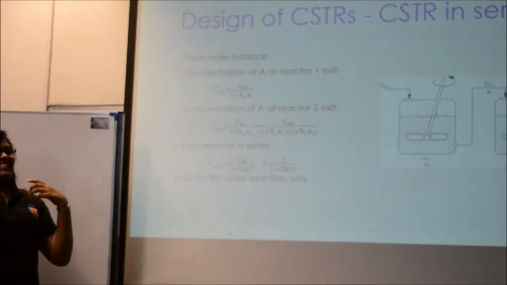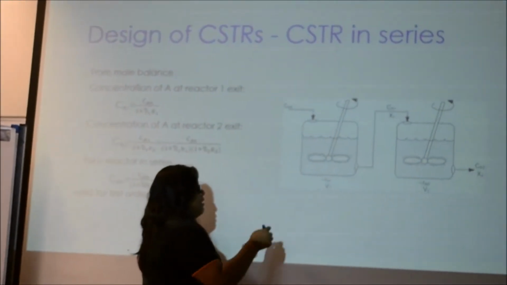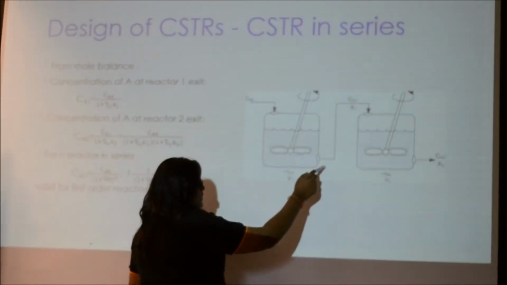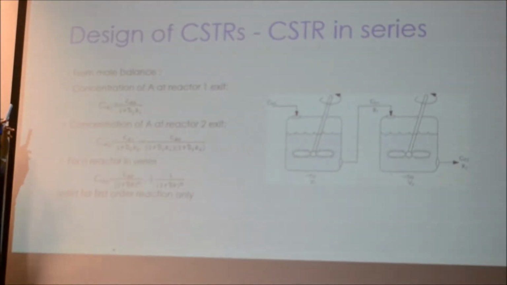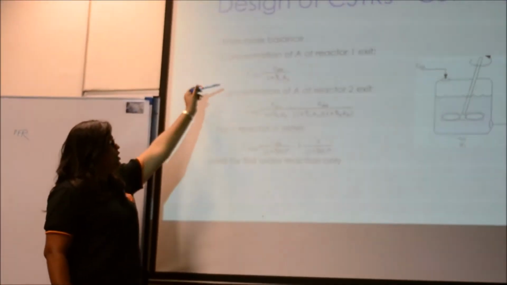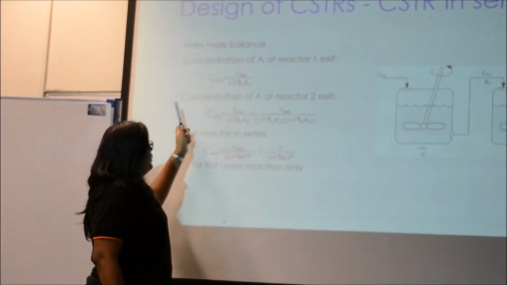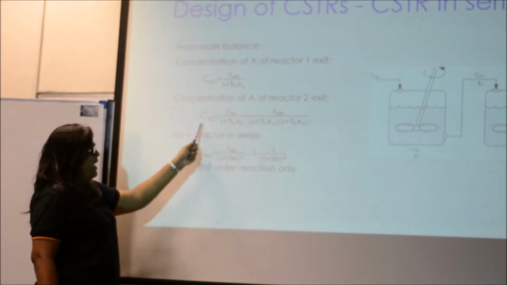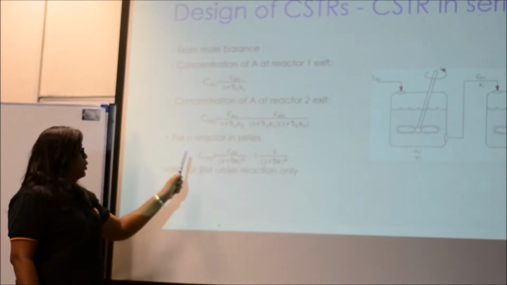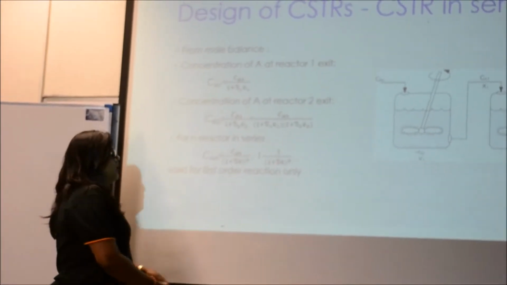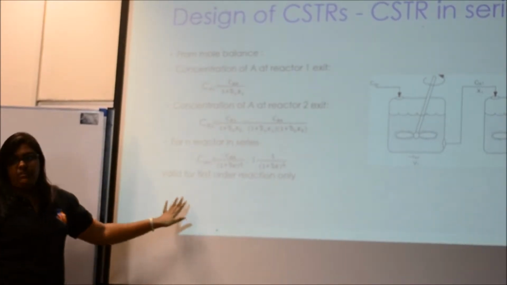Okay, good people. Let's move on to CSTR in series. Very simple. The exit of the first CSTR will become the inlet of the second CSTR. That is your series. From the mole balance, you can get the concentration at the exit of the first reactor, which is here. And then you get the concentration of A at reactor 2's exit, which will be our end product. And the total concentration will be this plus this, which will give you this. And this is only valid for the first order reaction.